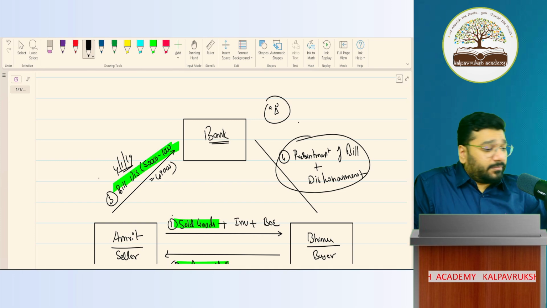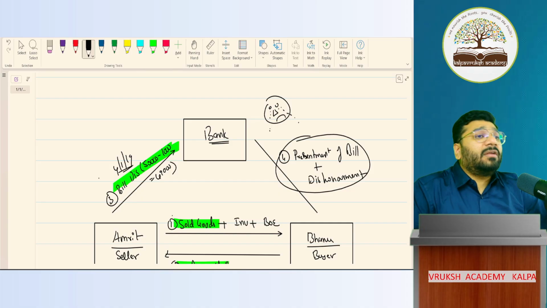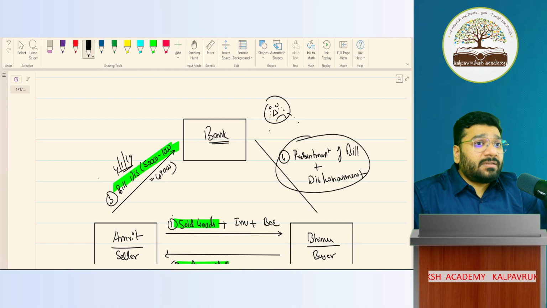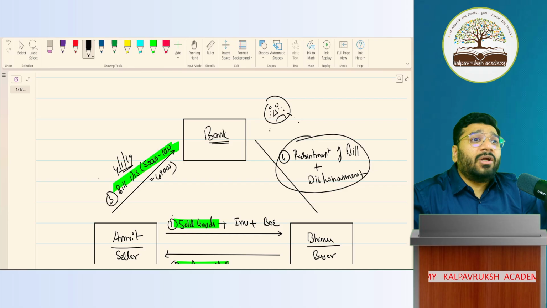When the bill is dishonoured, who suffers? The banker. The banker will cry. The banker could go and fight with the customer in court, but the banker will not drag Bhanu to court. The banker says, this nonsense is not my headache. I will not go and fight in a court of law. I have a lot of other work to do. What will the banker do, you know?